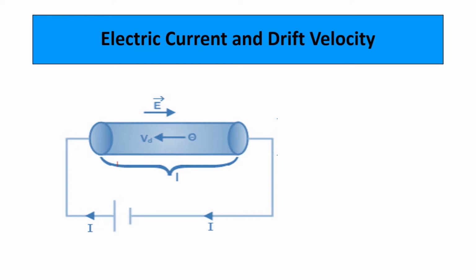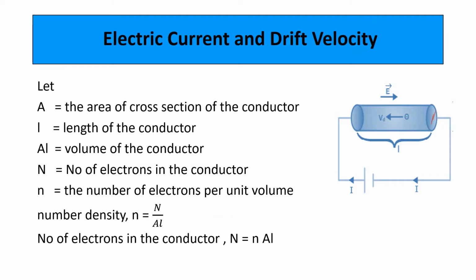To derive the relationship between electric current and drift velocity, consider a conductor of length L and area of cross-section A. Connect this conductor to a voltage V. When a potential difference is applied, electric current starts flowing in the conductor. Let A be the area of cross-section and L the length of the conductor. Then what will be the volume of this conductor? Volume is A multiplied by L. AL will give you the volume of the conductor.